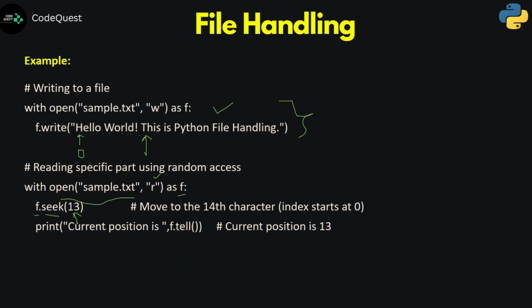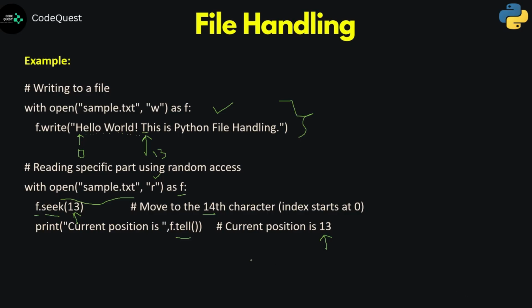Now when I check the current position where the file object is placed, as we know, we can take the help of tell. This is going to give me the current index position of that particular character. Because it started from 0, this one has index 13, which I can otherwise say is the 14th character. So this 13th index character is the 14th character in the sequence.